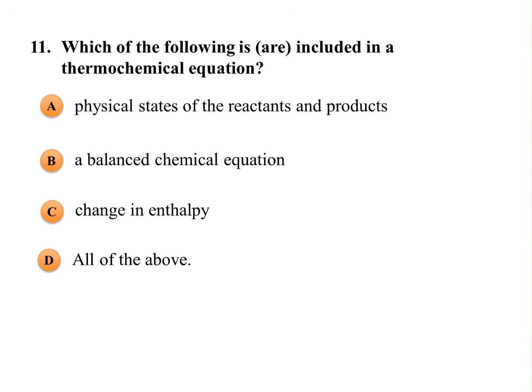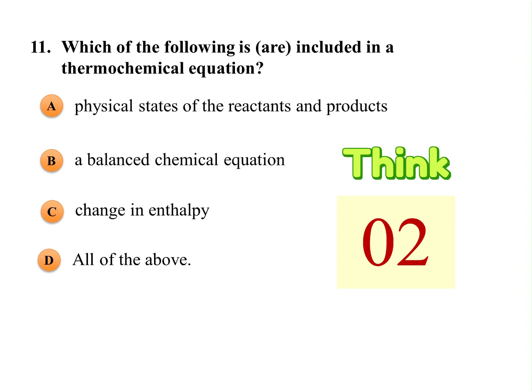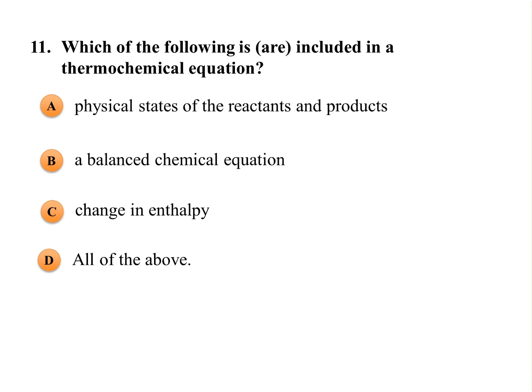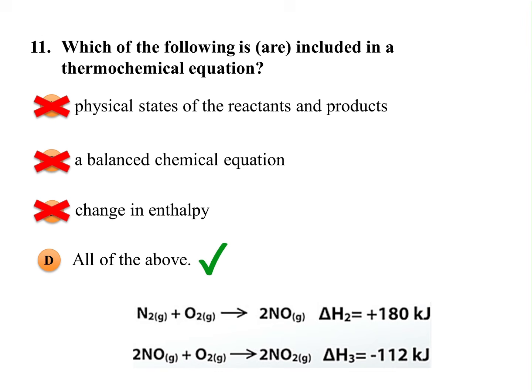Which of the following is included in a thermochemical equation? The correct answer is all of the above, because the physical states of the reactants and products are represented by the lowercase letters between parentheses, g for gas, l for liquid, and s for solid. And also a balanced chemical equation, the same number of atoms before and after the reaction, and also the change in enthalpy, exothermic or endothermic, delta H.